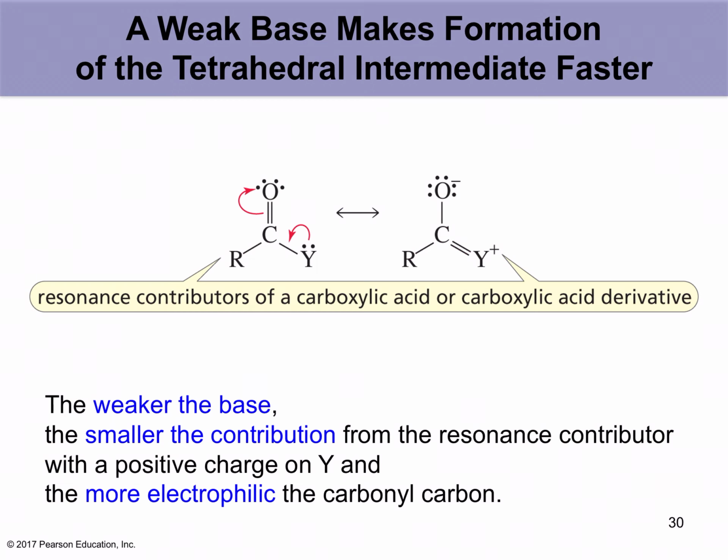A weak base makes formation of the tetrahedral intermediate faster. Now let's say this Y is a weak base. If you look at the resonance contribution, Y with its lone pairs gives its electrons to the carbon to form the pi bond. This pi bond opens up and then we can draw the resonance. These are the resonance contributors of a carboxylic acid or carboxylic acid derivative.